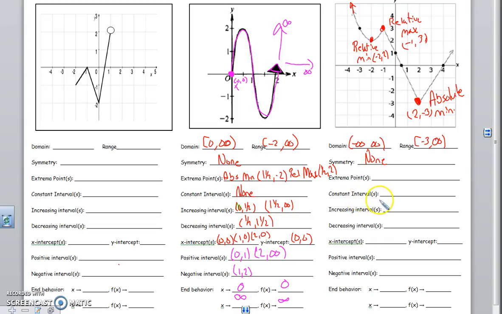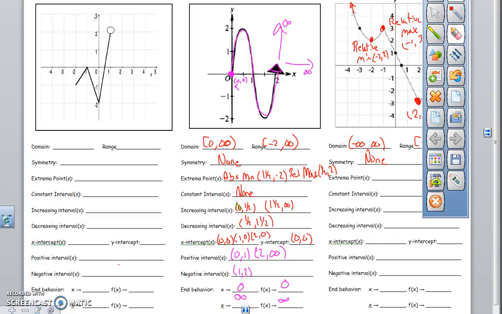Now looking at constant intervals, there are no constant intervals because nothing ever flattens out. However, there are some decreasing intervals here. So what I'm going to do is erase this. Just go back in the video if you need to.